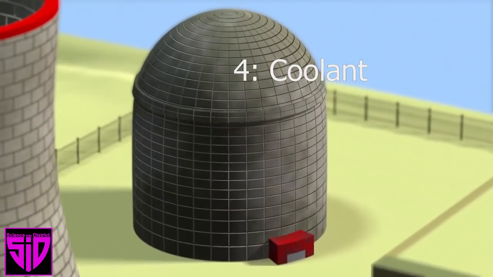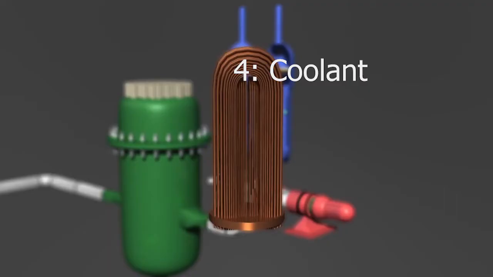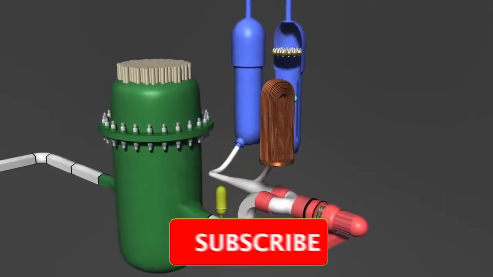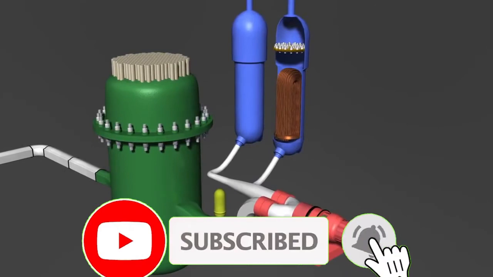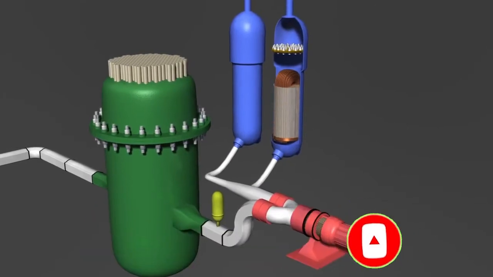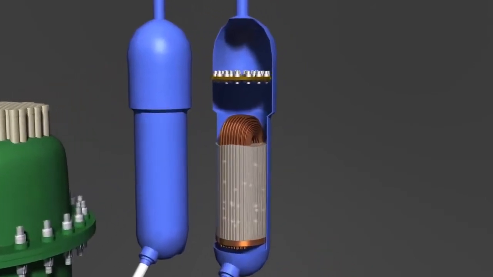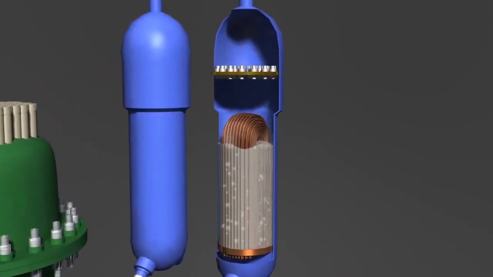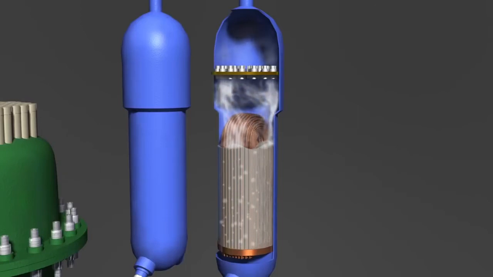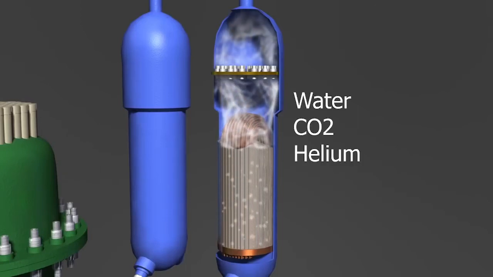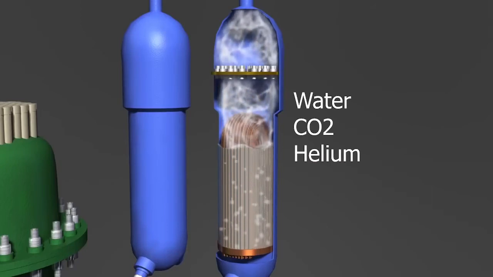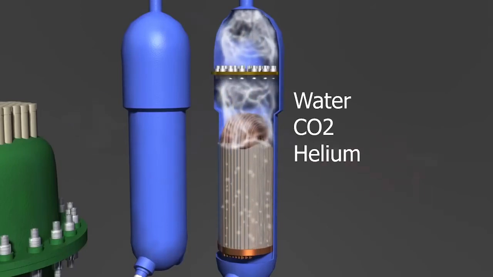4. Coolant. The heat generated by the nuclear reactions inside the reactor needs to be removed in order to keep the temperature at a safe level. This is done by using a coolant, which is a liquid or gas that absorbs the heat and carries it away from the reactor. The most common coolants used in nuclear reactors are water, carbon dioxide, and helium.